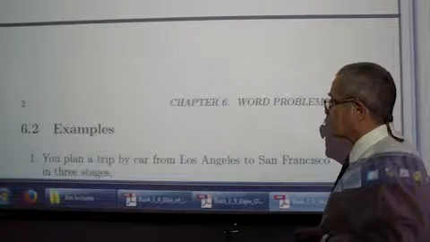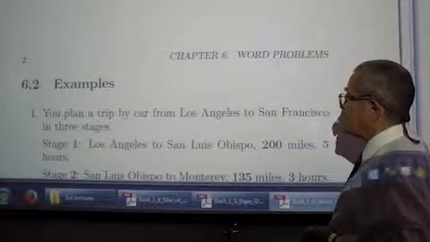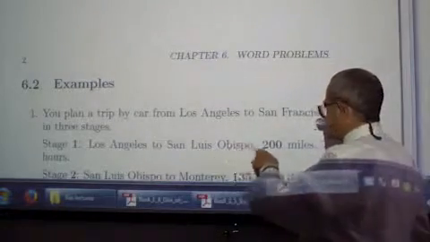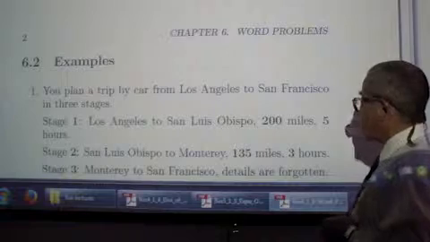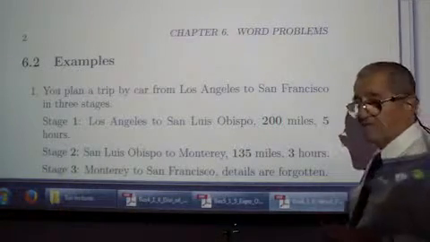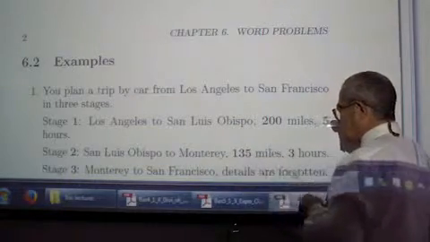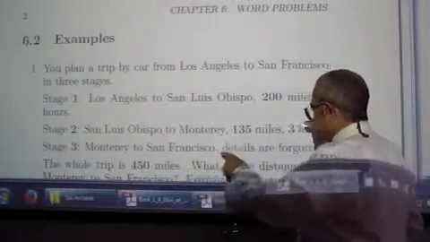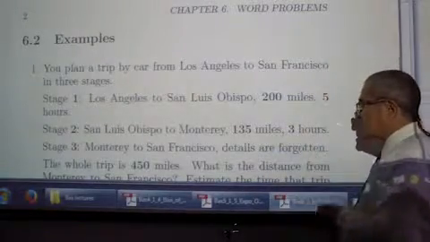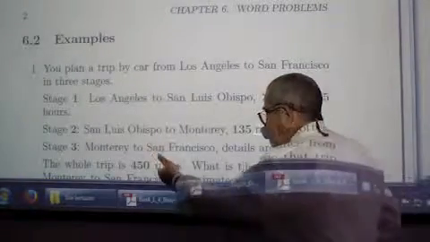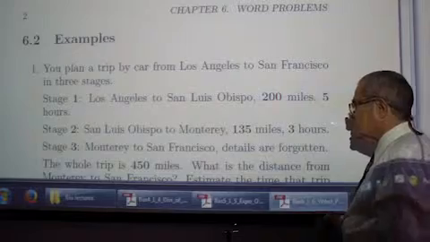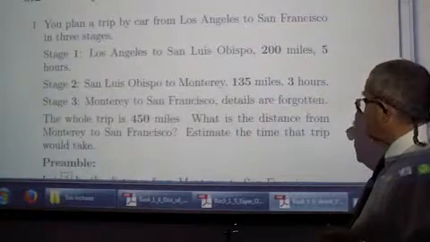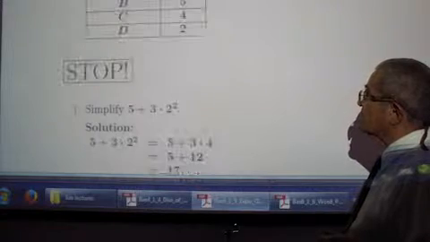Examples. You plan a trip by car from Los Angeles to San Francisco in 3 stages. Stage 1, you go from Los Angeles to San Luis Obispo, which is about 200 miles and 5 hours. That's your plan. Then you go from San Luis Obispo to Monterrey, which is about 135 miles, and you think it's going to take you 3 hours. And in stage 3, you go from Monterrey to San Francisco, and you forget how many miles and how many hours. But you remember that the whole trip was 450 miles. So you are interested how many miles were in the 3rd stage. All right, I know the answer. The answer is in a box. And I call that the preamble.